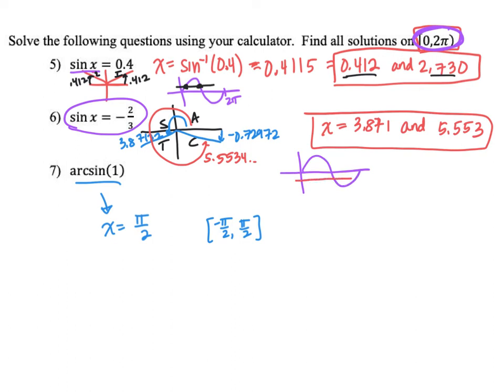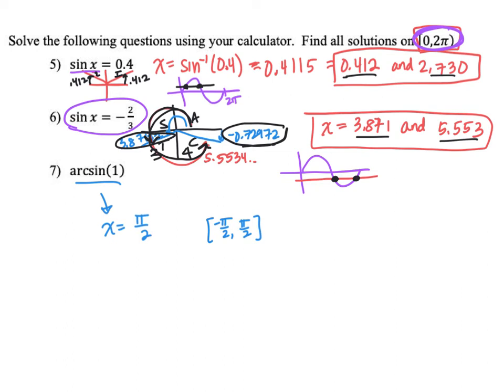So I have negative 2/3, so I'm going to have two locations where that's going to happen. That's going to happen here in my third quadrant and my fourth quadrant. So when I plug that into my calculator, I get a negative 0.7297, but that's not in the domain restriction. So I have to alter that to make it in the domain restriction. So I can rotate this direction, which means pi plus that value, which was 3.871, or I can go to my fourth quadrant and I could do 2 pi minus that value, and I got 5.553. So that's for number 5, number 6.